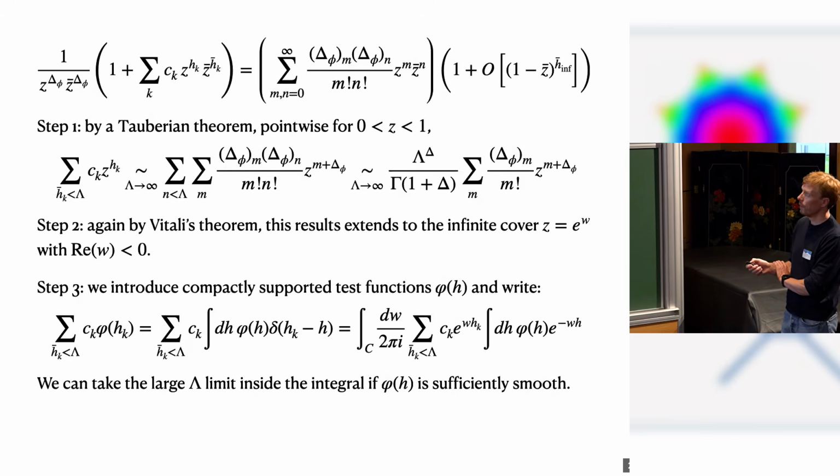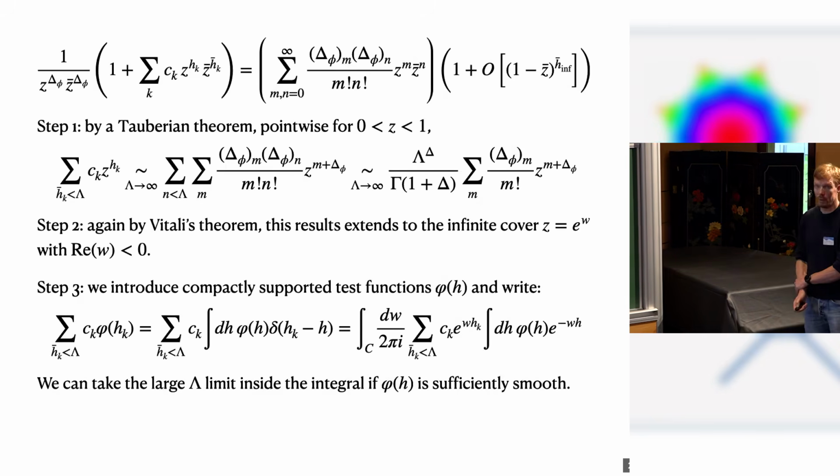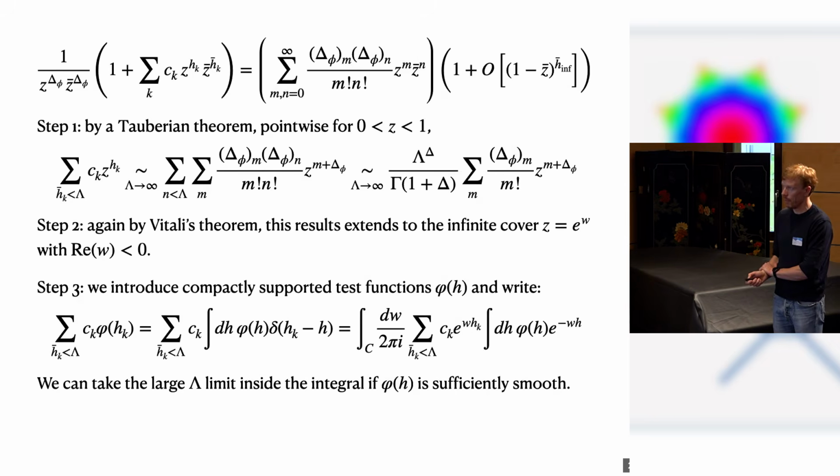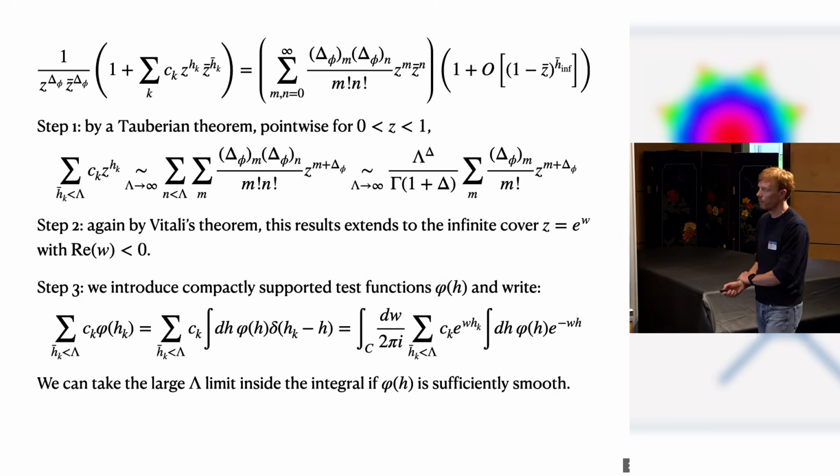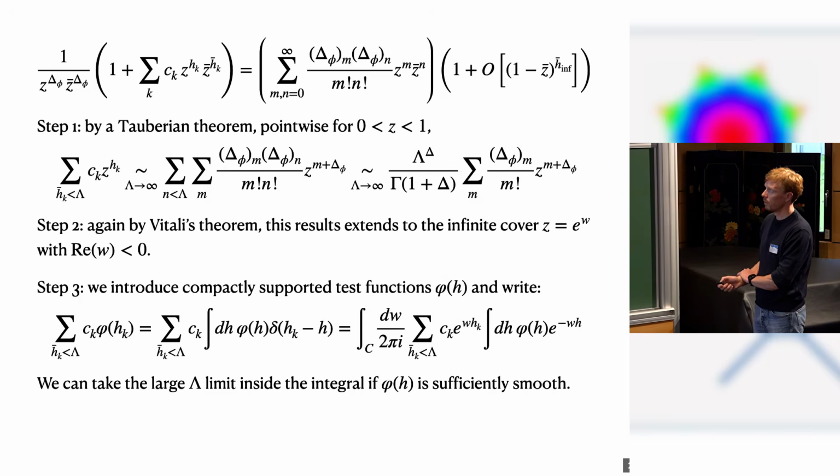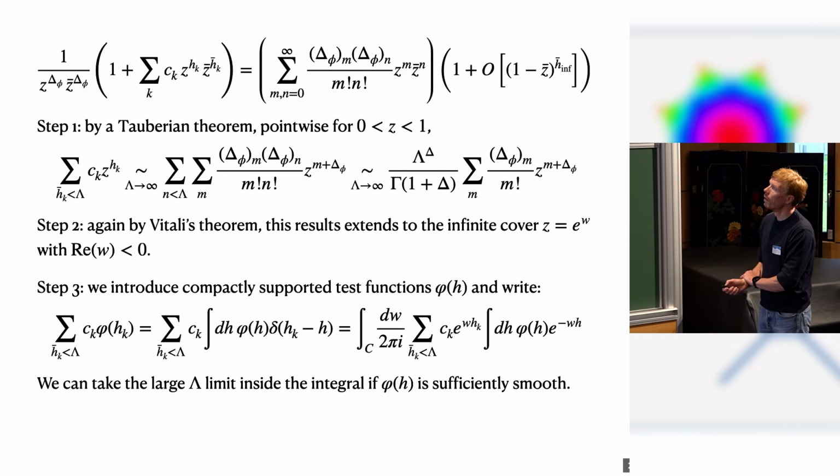So we set lambda to infinity, we recover this thing. And the only constraint on being allowed to take this limit inside the integral is just some smoothness condition on phi of h. You recover which thing, because sometimes it's not clear. Oh, sorry. So, right, I want to take the large lambda limit of this thing. So it's summed over h bar up to some lambda and smoothed out in h space with some test function. Then I do these trivial manipulations. Then I have this thing here, which is exactly this, where z equals e to the w.